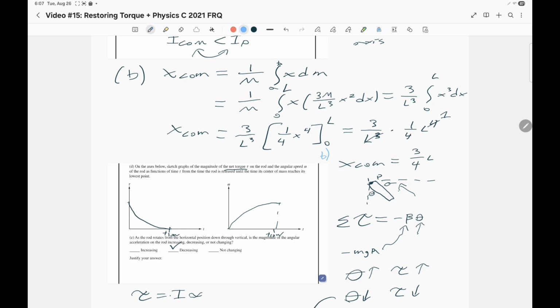And I looked at everything else, and I did it correctly. I think my graphs look right too. And that's everything. So now it's 3/4 L and not 1/4 L. I forgot to multiply by the 3 here.